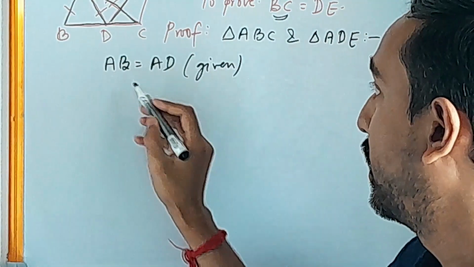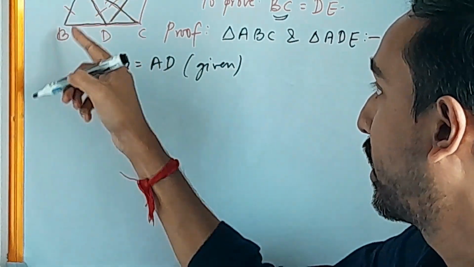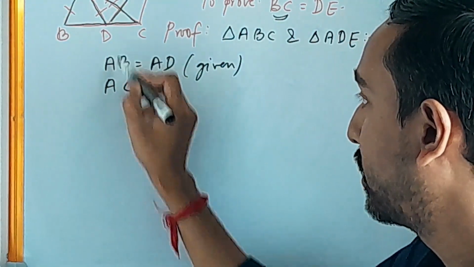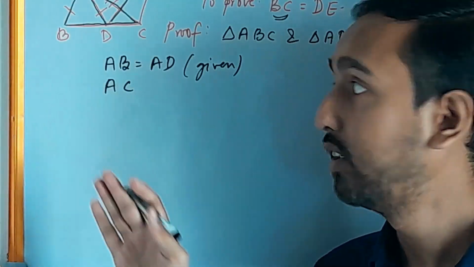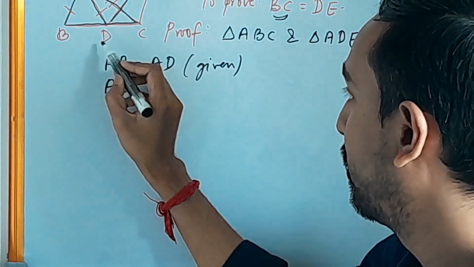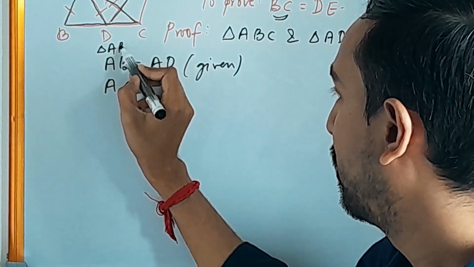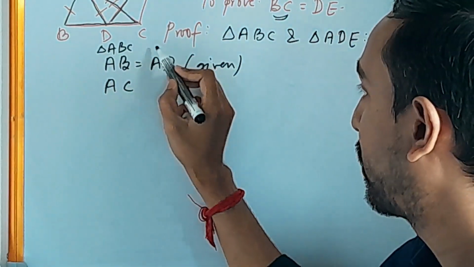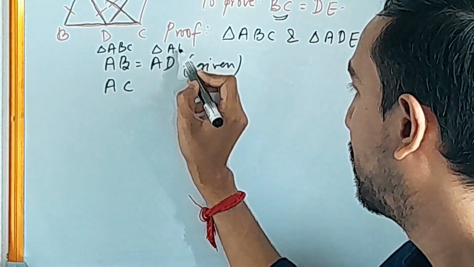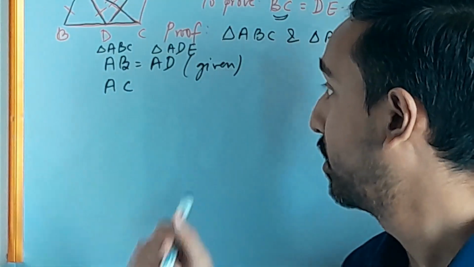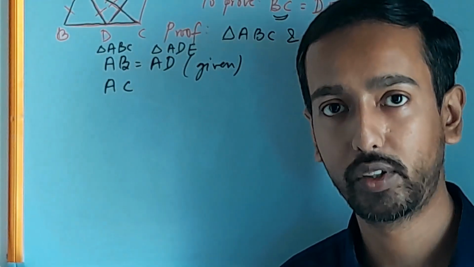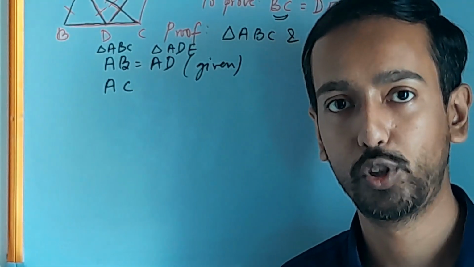Now let's see AC of triangle ABC. On the left hand side, I am writing the sides of the triangle ABC, and on the right hand side, I am writing about the triangle ADE. So in this way, it will be very helpful in observing the sides of the triangle which are mentioned. So we will not be confused anymore.